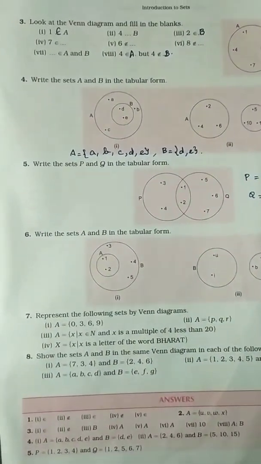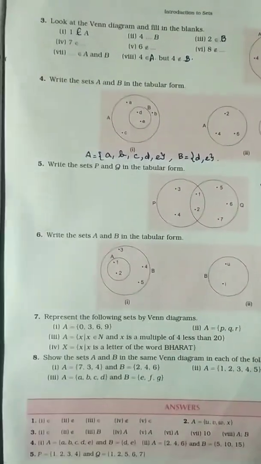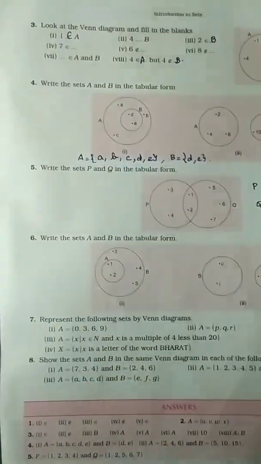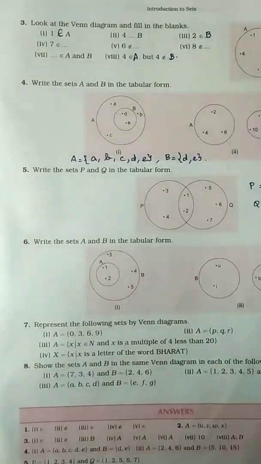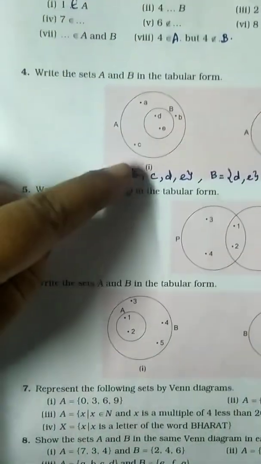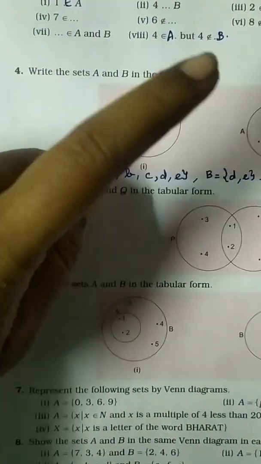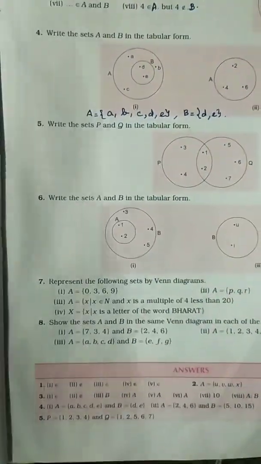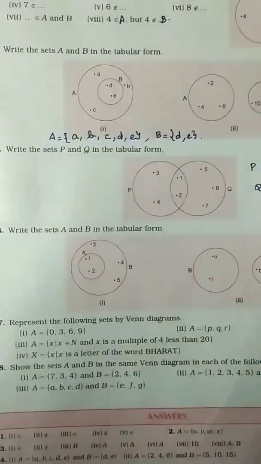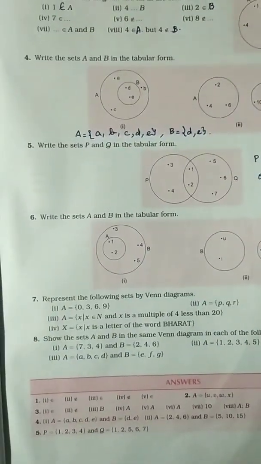Write the sets A and B in the tabular form. So it is easy to write in the tabular form. Tabular form means you just open the braces and you write all the elements separated by commas. So if you see the set A, you have A, C, D, E, B. So A is equal to set of A, B, C, D, E, and B is equal to D, E.